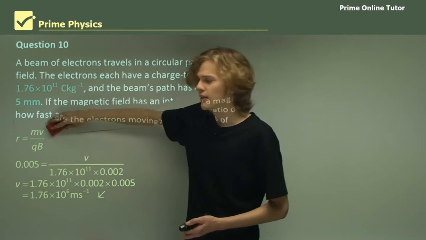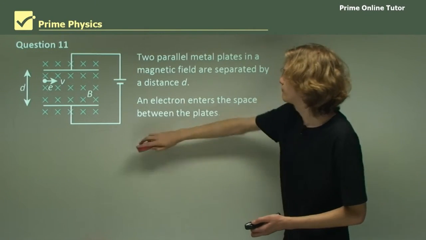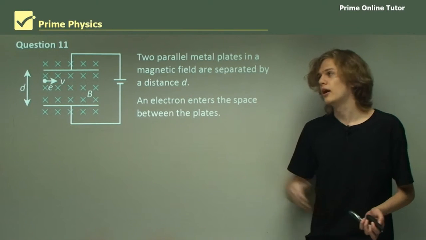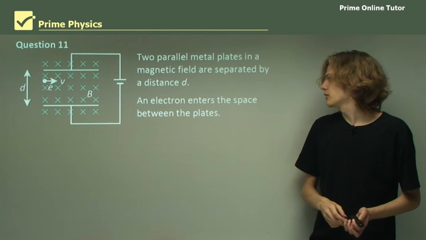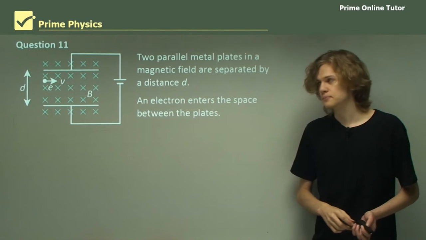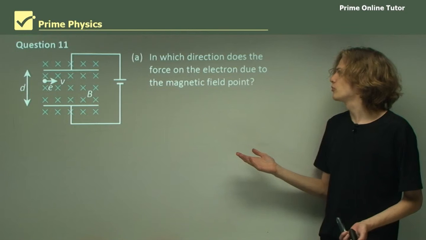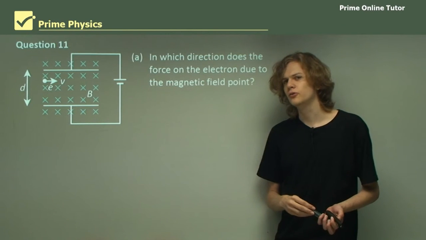Finally, we have question 11. Two parallel metal plates in a magnetic field are separated by a distance d. An electron enters the space between the plates. So, in which direction does the force in the electron point due to the magnetic field?